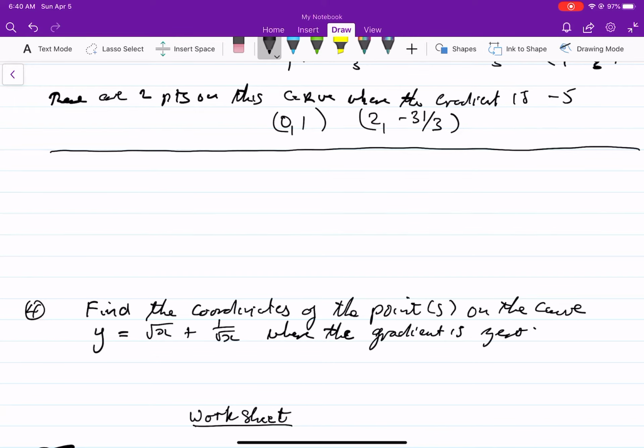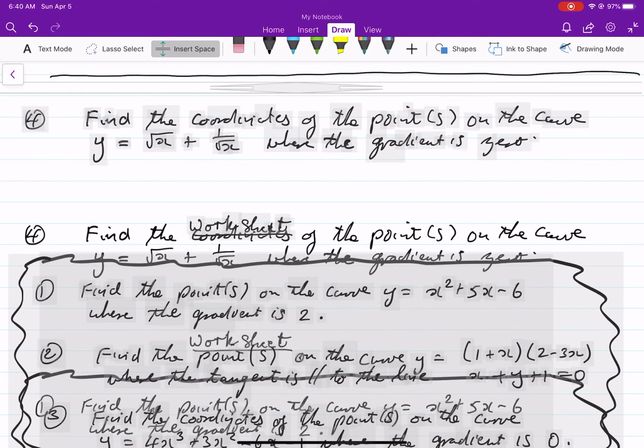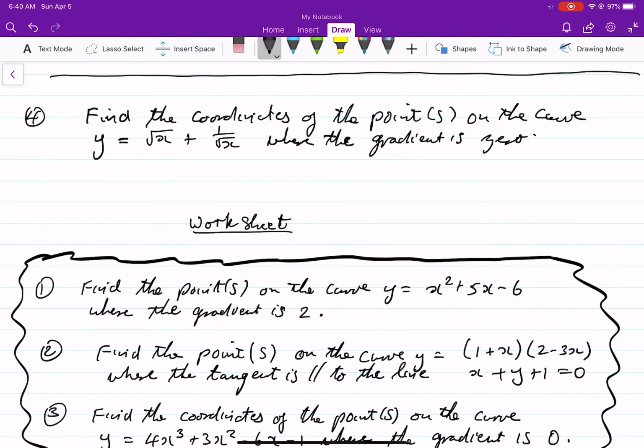Example number 3. Same instructions again. Find the coordinates of the point or points on the curve y equals root x plus 1 upon root x where the gradient is 0.